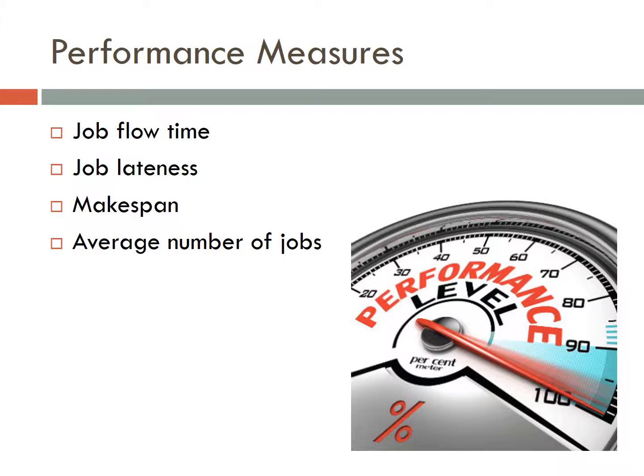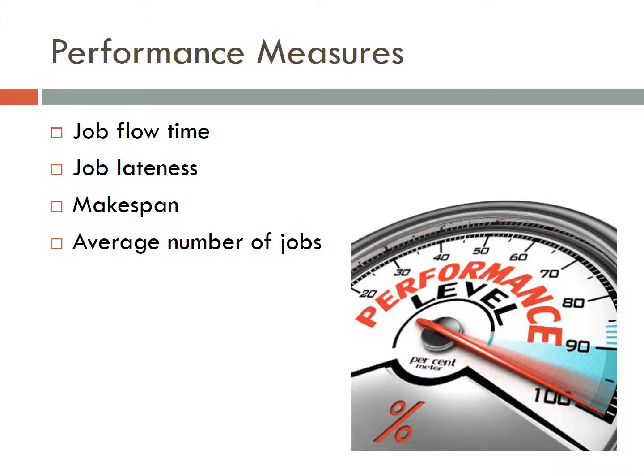So sequencing can be frequently judged in terms of one or more performance measures, and the most frequently used performance measures are job flow time, job lateness, makespan, and average number of jobs. Job flow time is basically the amount of time from when a job arrives until it's finished, and job lateness is the difference between the actual completion date and the due date. And makespan is the total time that's needed to complete a group of jobs from the beginning of the first job to the completion of the last job.